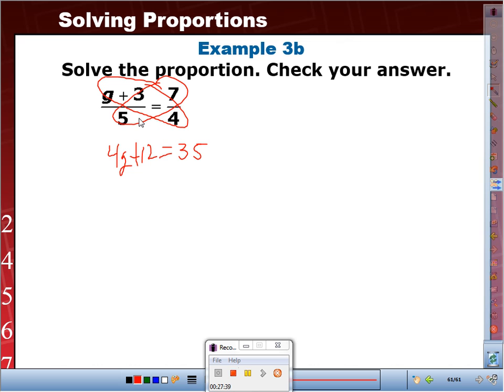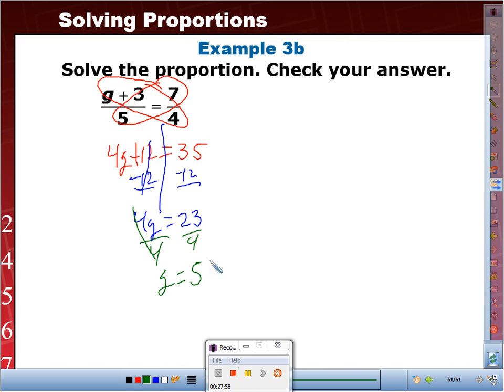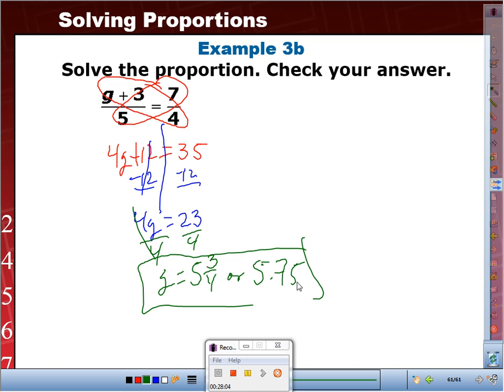So the first one, when you cross multiply, you should get 4g plus 12 equals 35. Hands up if you got that. Okay, good. From there we subtract 12. Subtract 12, we end up with 4g equals 23. So at the end you divide by 4, g equals 5 3/4, or 5.75. Hands up if you got that. Okay, good. So, any questions with these? Very simple? Alright, so check this out.